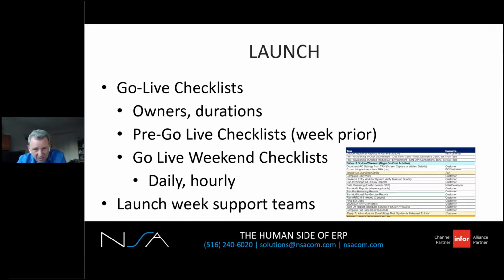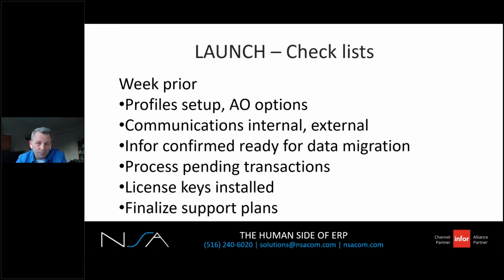So it's time for some checklists. Each task has estimated durations and is assigned an owner, so you have accountability. So you should draft a pre-go live checklist for the week prior to the launch, and draft a go live weekend checklist for the big weekend, which would be daily and hourly task lists. Note, the launch weekend usually starts sometime after Thursday, or end of day Thursday, and goes to the Monday morning. You'll also want to confirm and prep the launch week support teams, both internal and external.